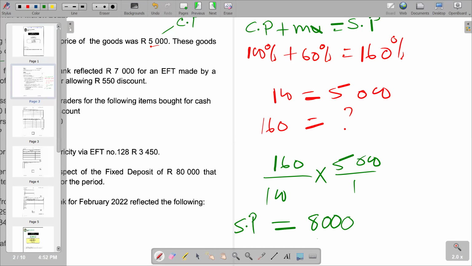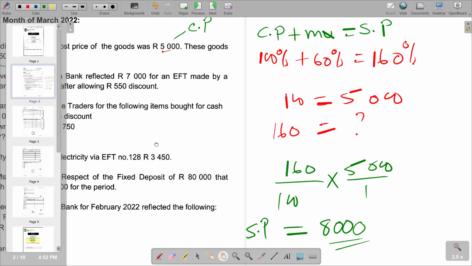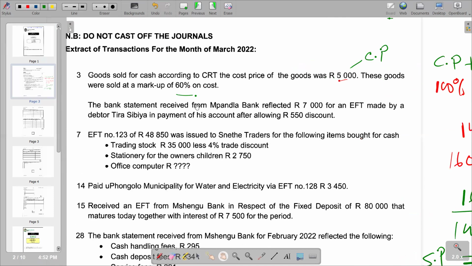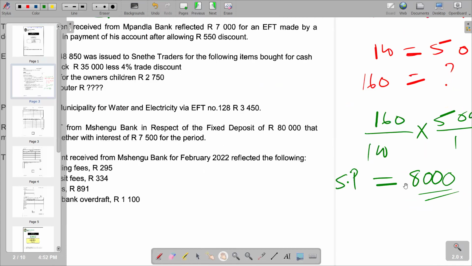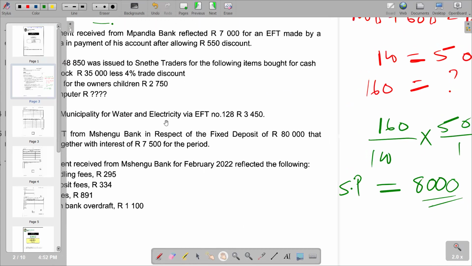We can now try to post according to the respective journal that applies. Going to our question, you'll see that these are goods that have been sold, so obviously the business is receiving money. The journal that is being affected is the CRJ, the Cash Receipts Journal. So we are going to enter the total value which has been received, 8,000. That is represented by the selling price, the amount that has been received.